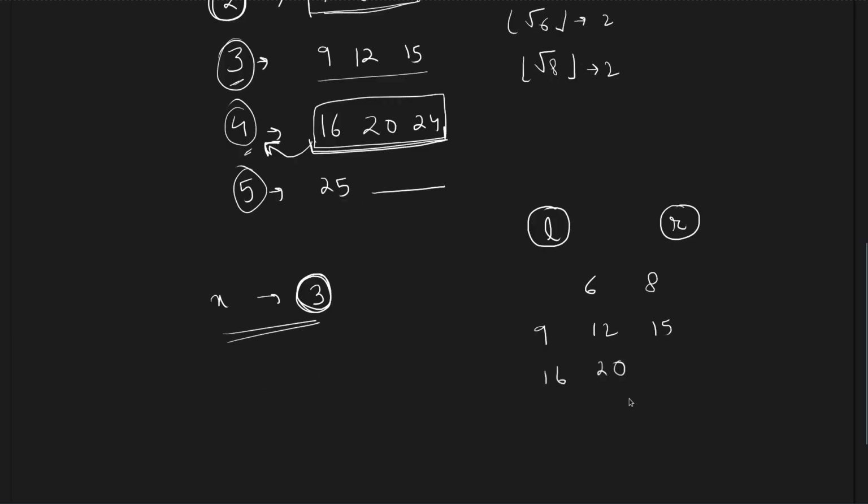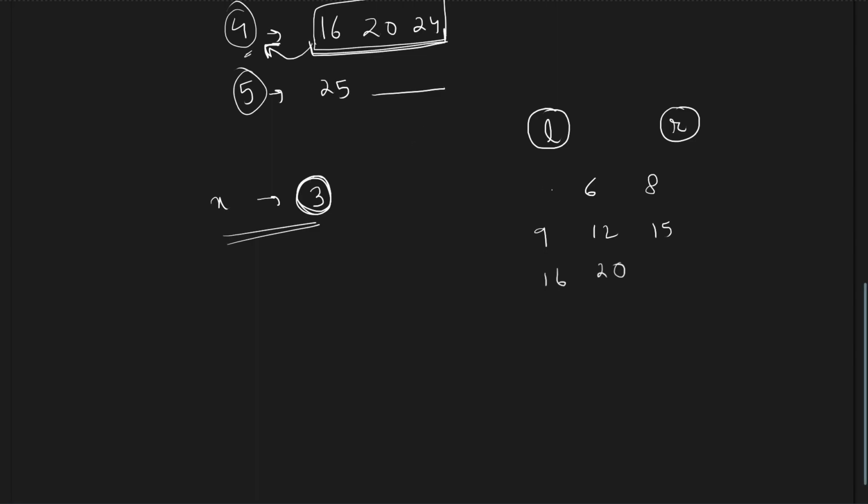Right. So this is our range given in the question. L is 6, R is 20. For L, we can get the square root as 2, and for R, the square root as 4. If we do square root of 6, we will get 2. If we do square root of 20, we will get 4.